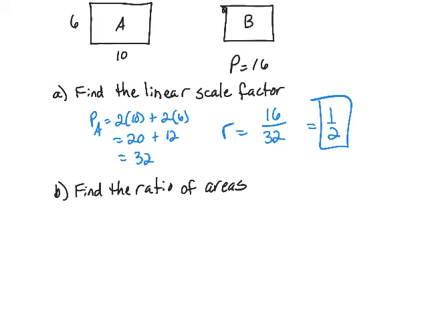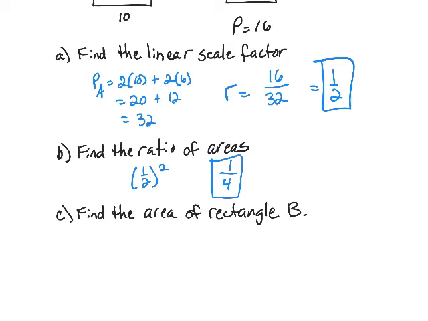For part B, we're going to find the ratio of areas. So all I have to do is take the linear scale factor and square it to find the ratio of areas. So that's going to be 1/2 squared. So 1 squared is 1, 2 squared is 4. So the ratio of areas is 1 to 4.